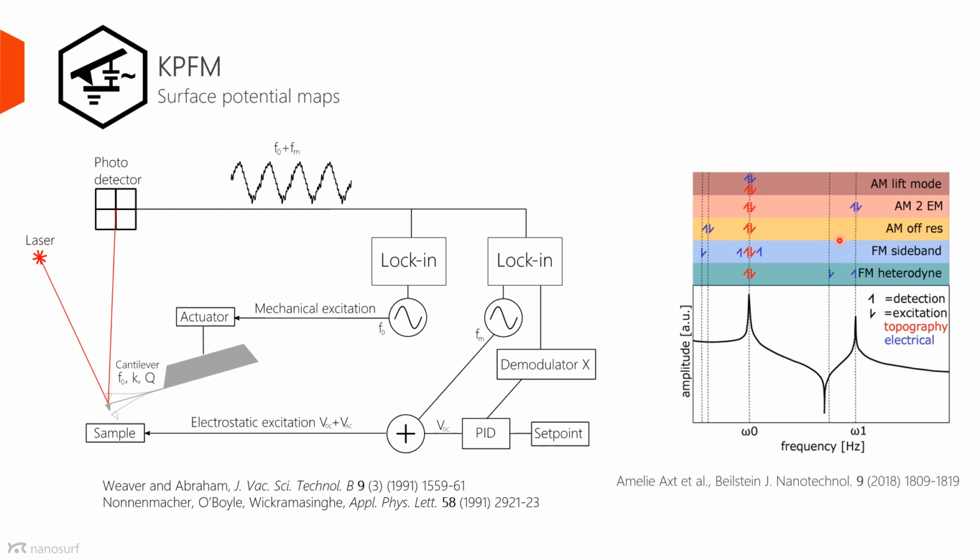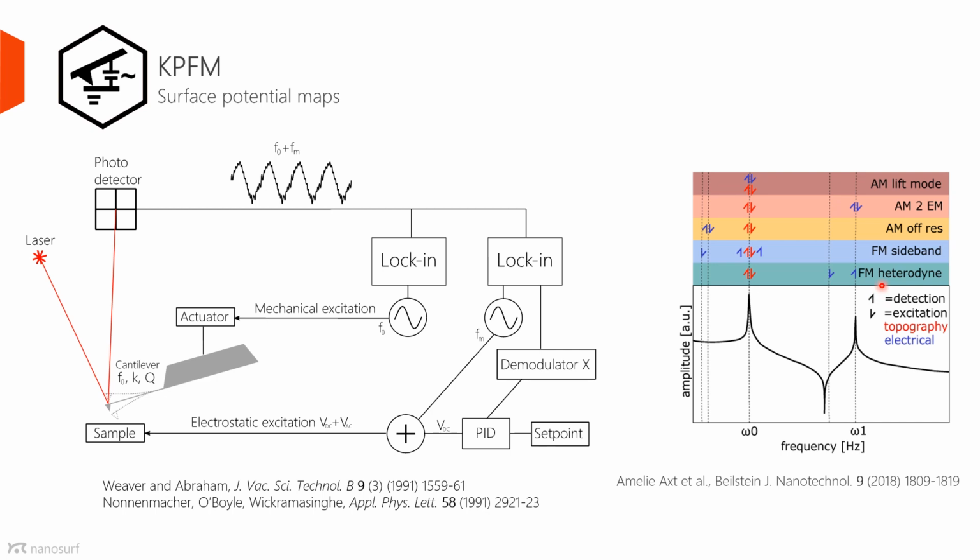Other methods, more interesting because they achieve higher resolution, are the frequency modulated sidebands. In this case, you excite with a low frequency electrical signal, typically 2, 3, 4 kilohertz, and this excitation at low frequency creates oscillations around the resonant frequency of the tip, and you use the amplitude of those oscillations to find out how much voltage you need to apply.